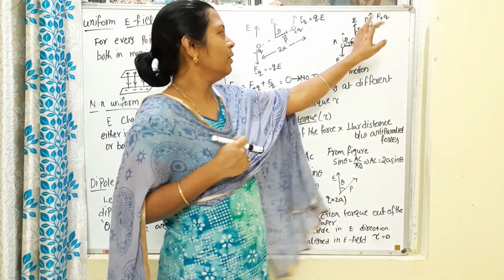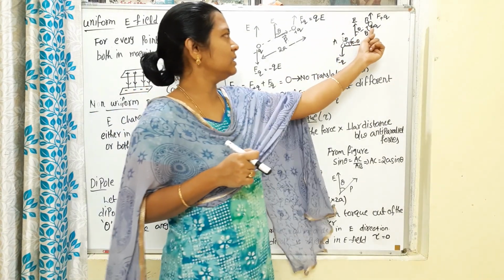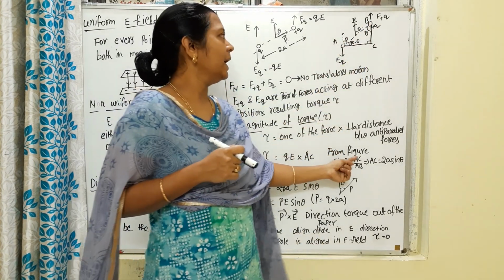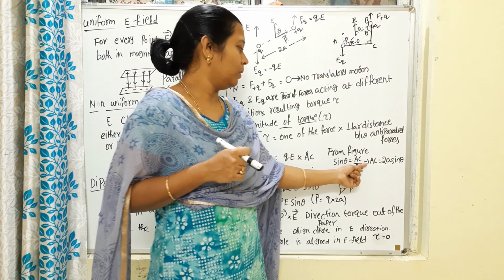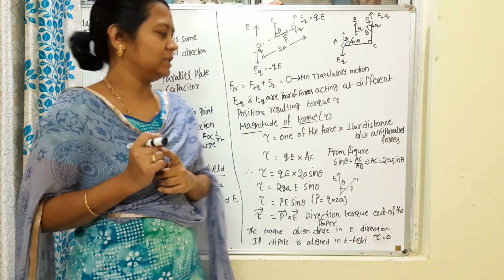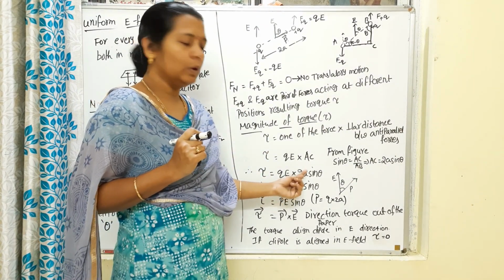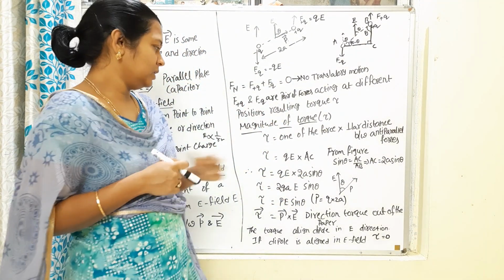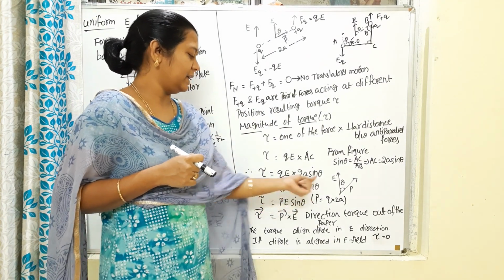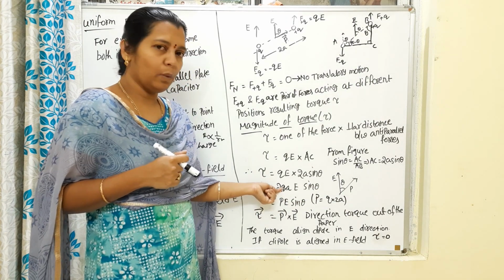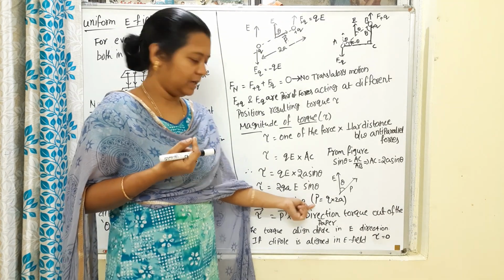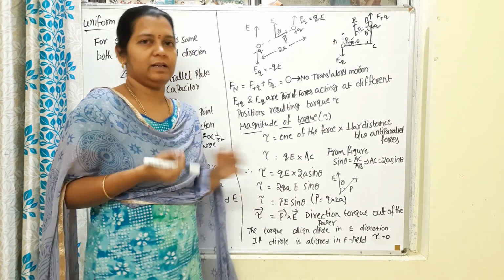So from the figure, what is sine theta? If this is theta, it is the opposite side by hypotenuse. What is the opposite side? AC by AB, so AC is nothing but 2A sine theta. What is AC? The perpendicular distance. So QE into 2A sine theta. By writing this, it is 2QA into E sine theta. What is 2QA? Nothing but one of the charges into the separation between charges, which is the dipole moment. So P E sine theta.